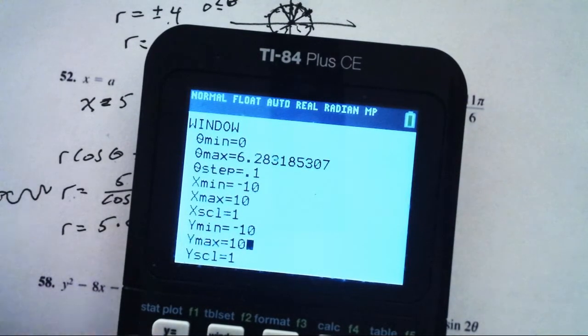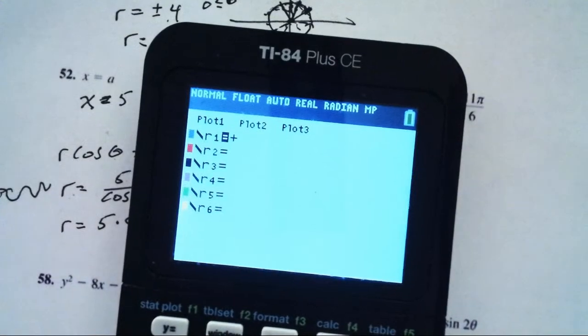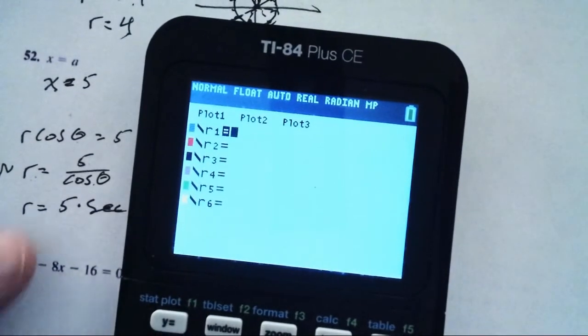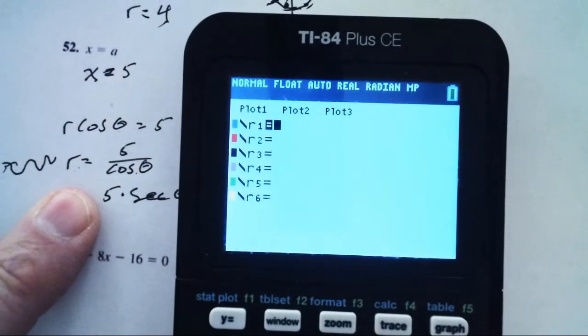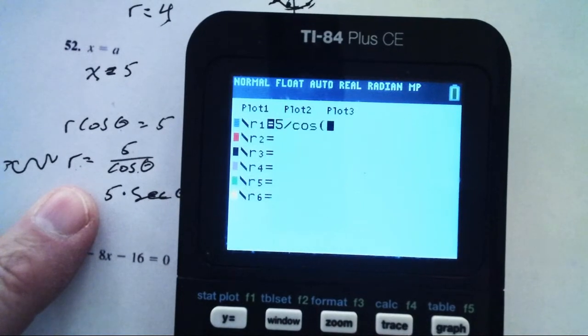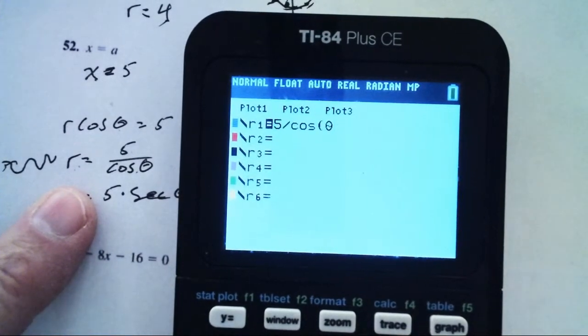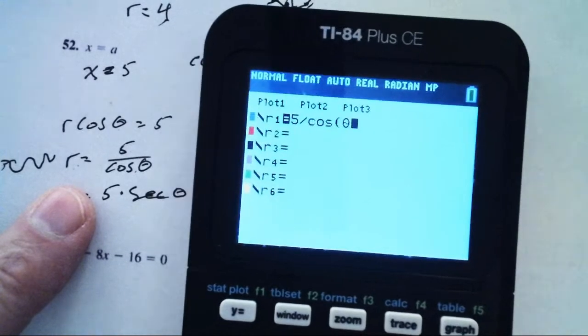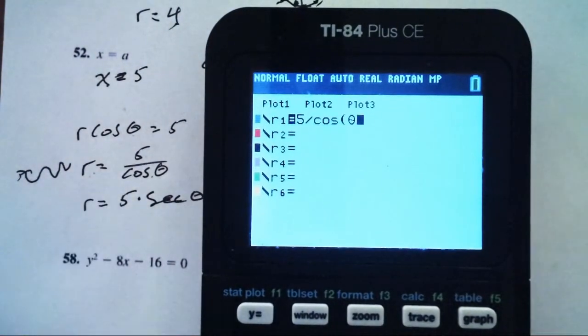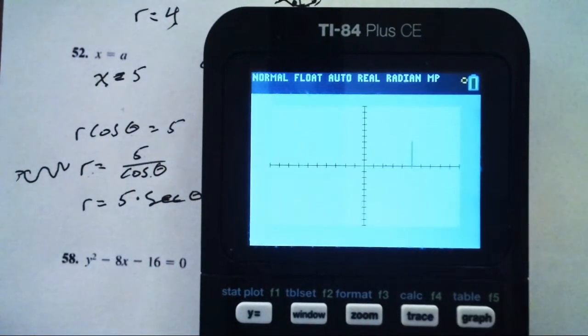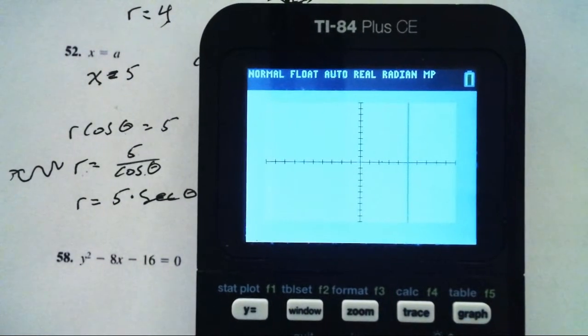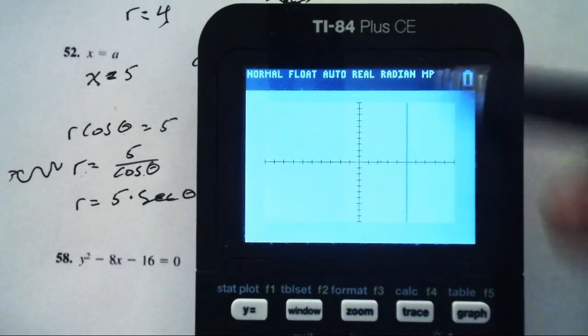Let's go back to y equals, oh, I don't have an equation in here yet, of course. So I'm going to go r equals 5 divided by cosine of, and when I hit the X button, I actually get theta. They expect thetas in these polars. Kind of makes sense. And we go ahead and graph that. And sure enough, there's our line. Appears to be x equals 5.